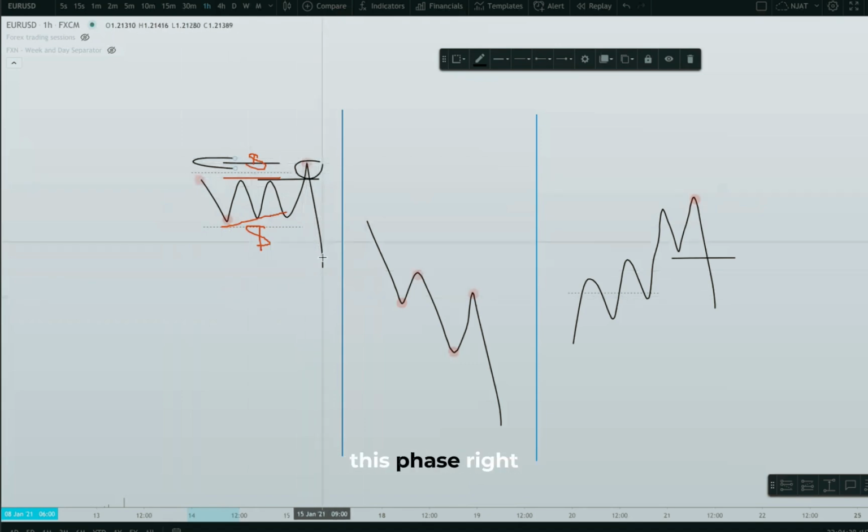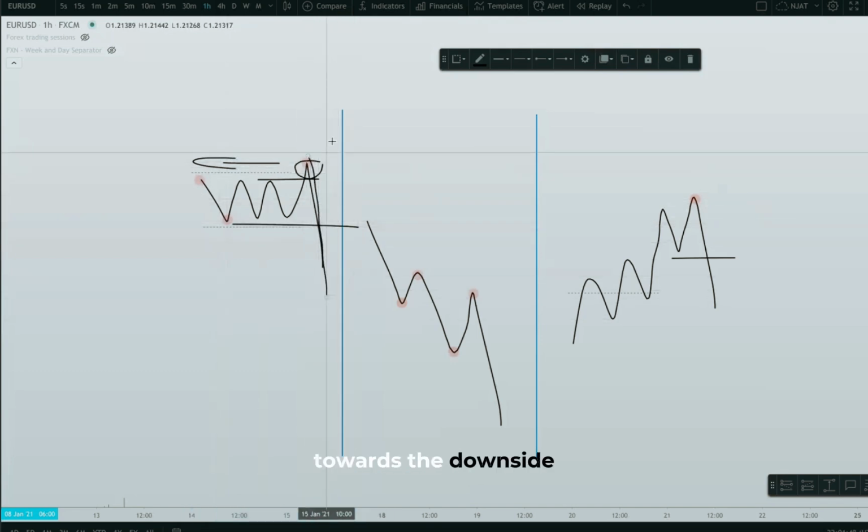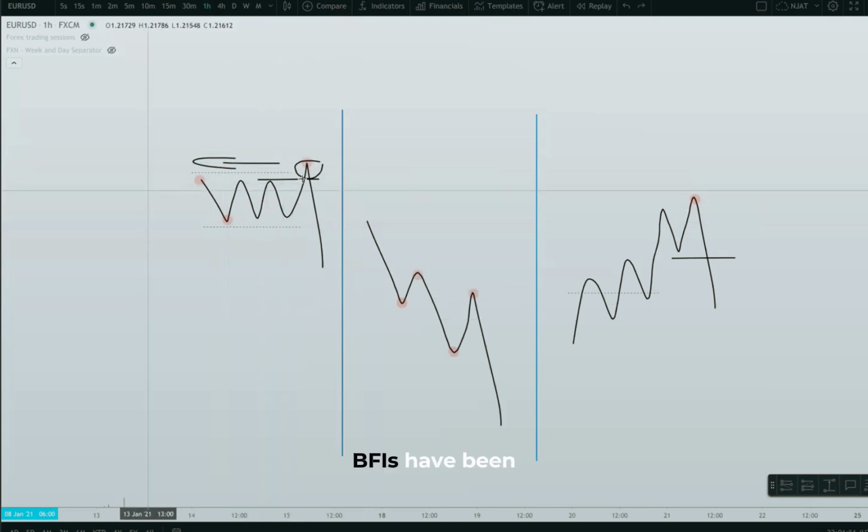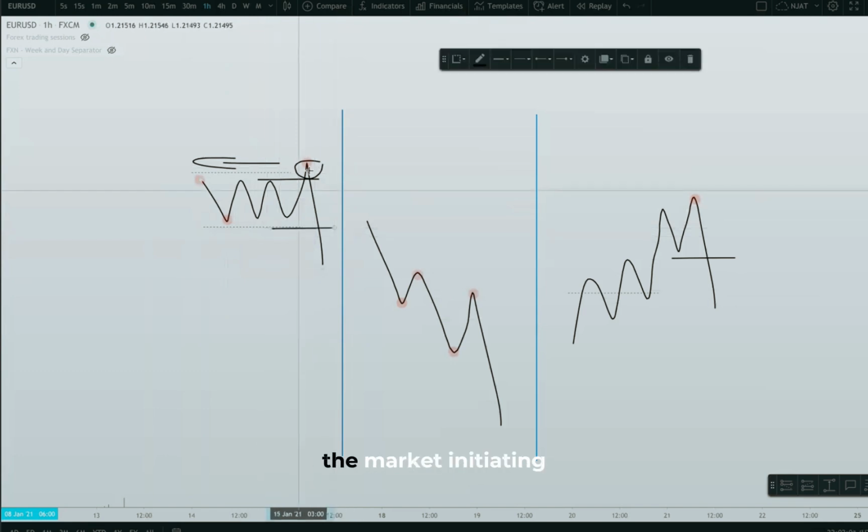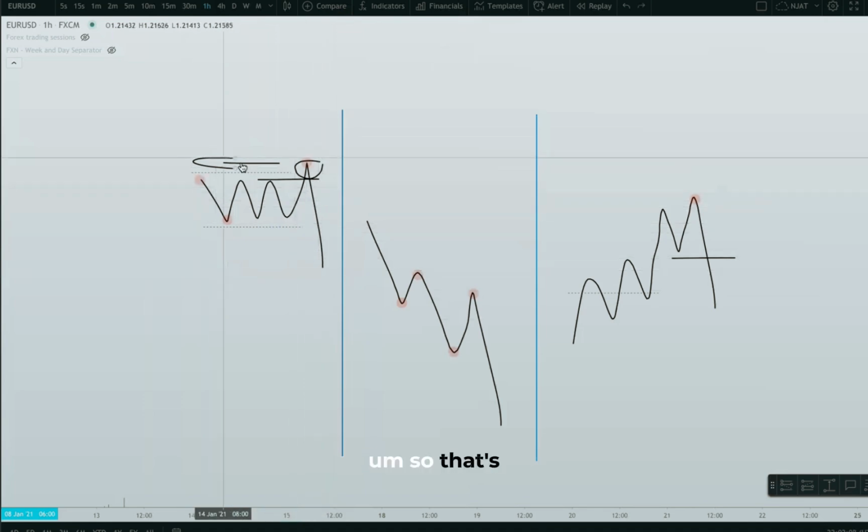And in this phase, we go from that range and that initiation out of the range. Here we see that initiation, that aggression, is towards the downside. So this is where we can understand that BFIs have been stacking inside this range, and the orders they've been stacking are short positions. That is represented by the market initiating out the bottom of the range, which shows us that price is bearish. So we understand contained price, stacking in the range, and initiation out of the range.